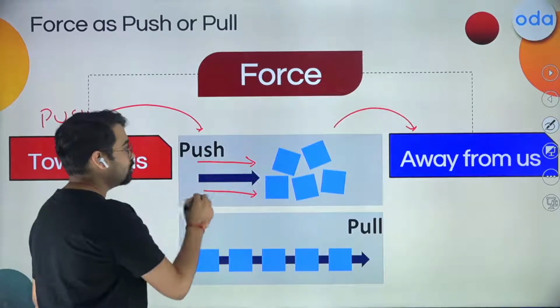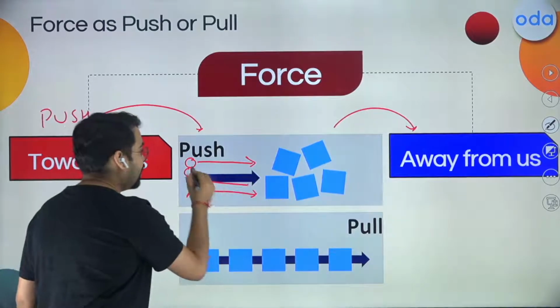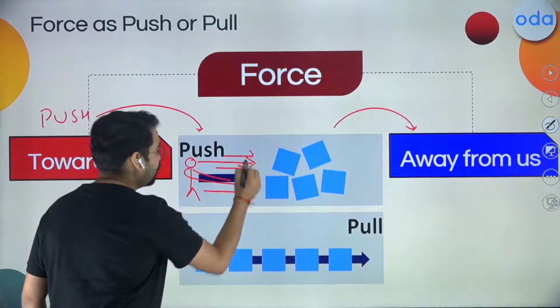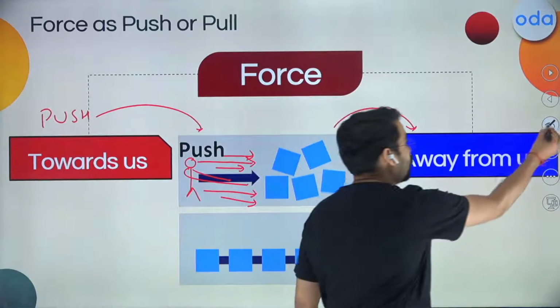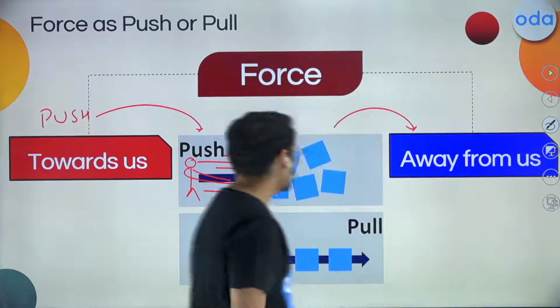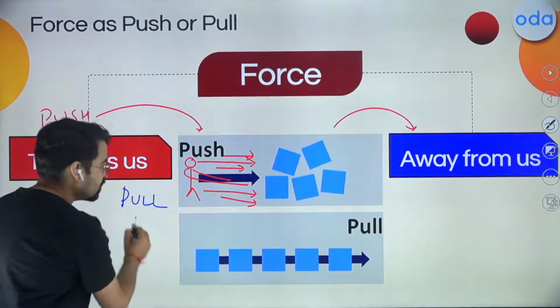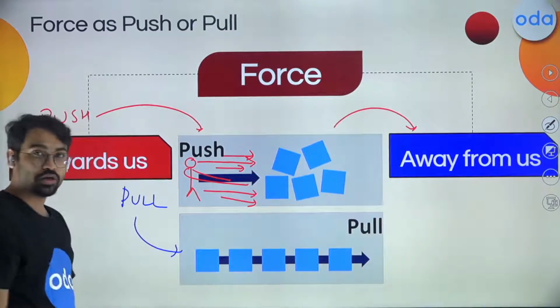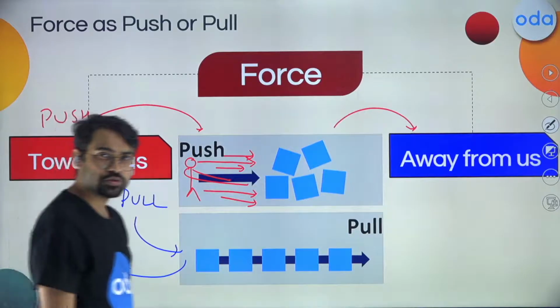मतलब अगर मैं यहाँ पे खड़ा होऊंगा, if I am standing here, I am going to apply a force away from me. This is going to be a push force. What about a pull force? So we can say that pull force, that is this force right over here, happens to be a towards us type of a force.